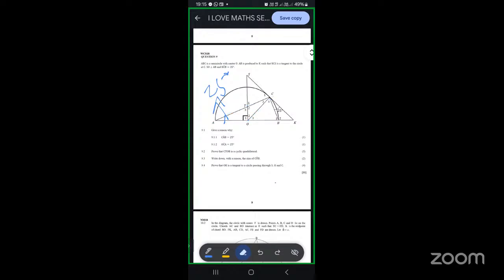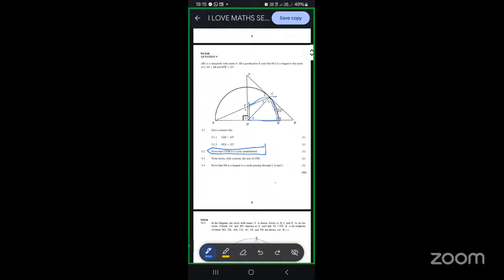Now the last part of this question, 9.4. Prove that OK... where is OK? Oh man, I skipped this question. I'm sorry guys. That is saying prove that CTOB, and you guys didn't shout it out, prove that CTOB is a cyclic quad. Where is CTOB? CTOB is this one.